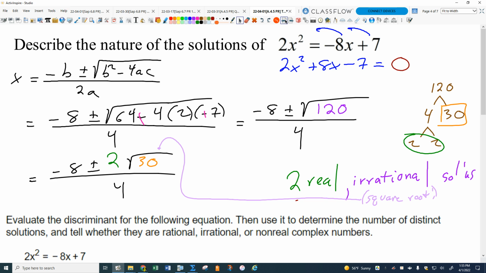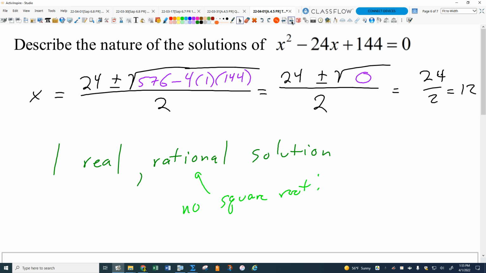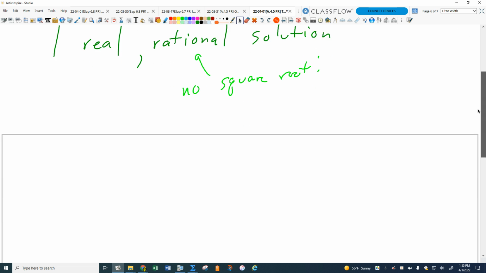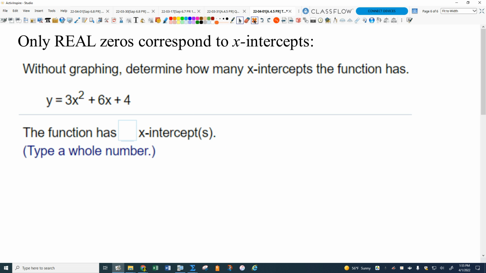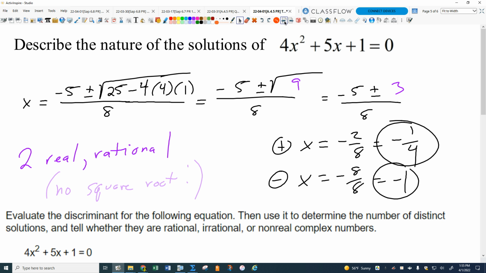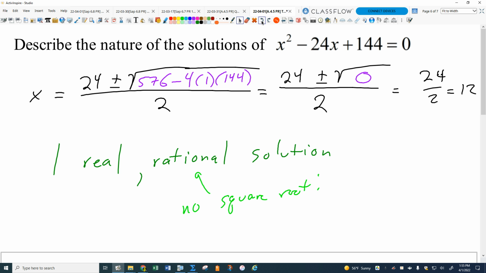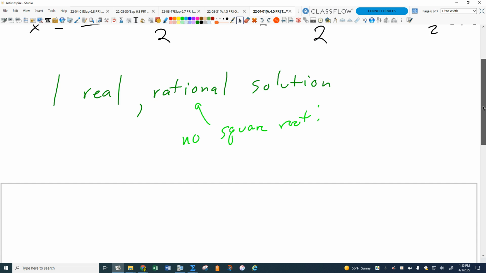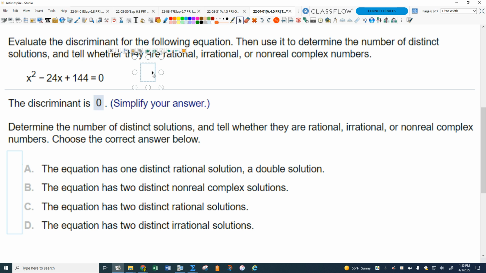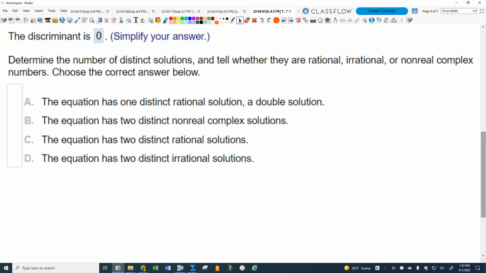Okay? Last one was that guy where we got 0 for our discriminant. I think I gotta go. There we go. We got 0 for our discriminant. Okay, what did that mean? Vote with your fingers again. 1, 2, 3, or 4. Okay, good.